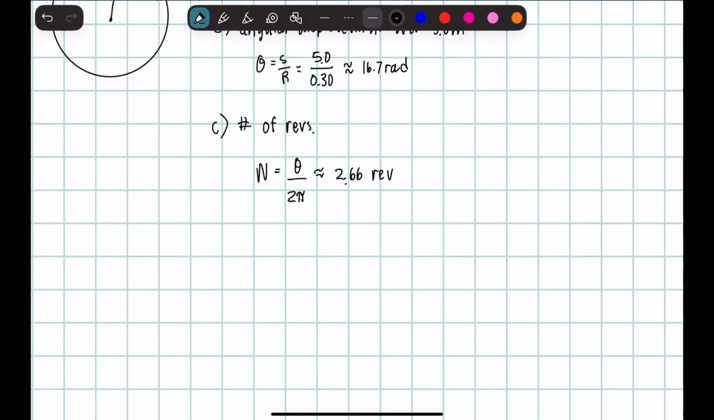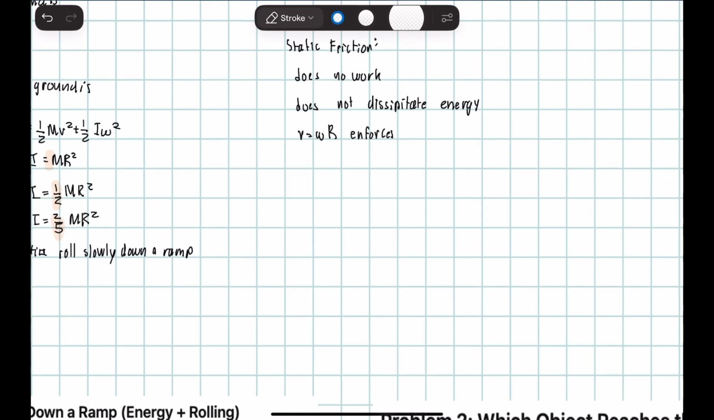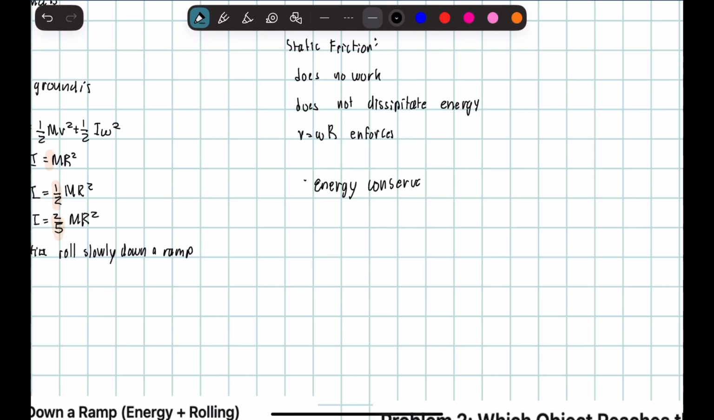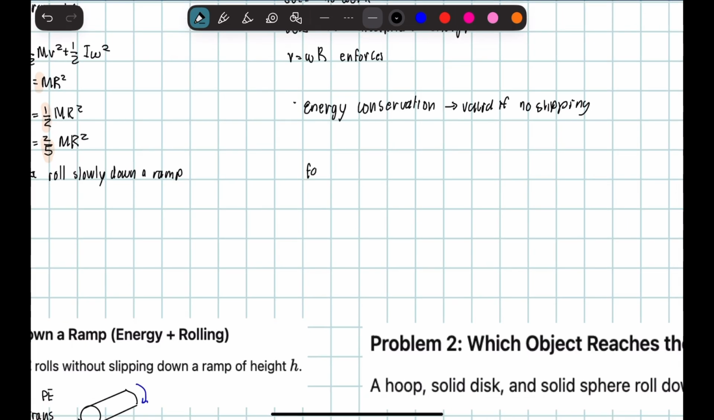Again, the rolling condition is v equals omega times r. Total kinetic energy is translational plus rotational. Energy conservation is, let's see here, write a note that energy conservation is valid if there's no slipping. Friction is also static, and faster rolling equals a smaller moment of inertia.